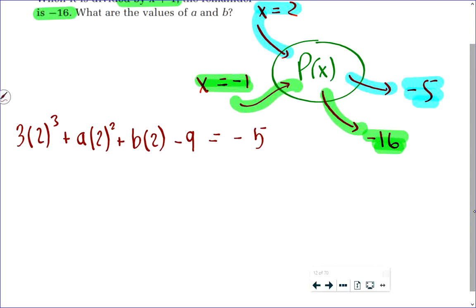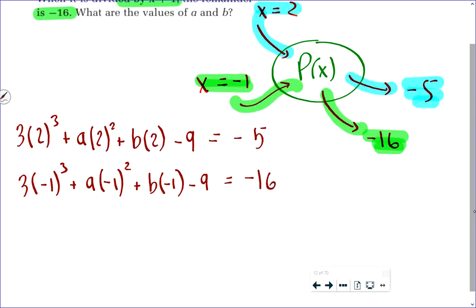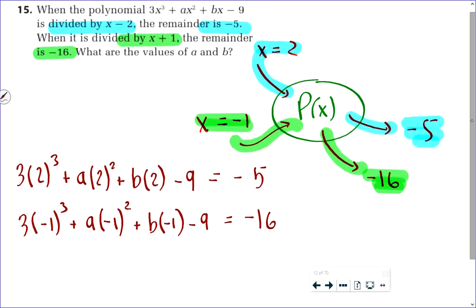The other equation is going to be what happens when I put negative 1 in for x, and I get negative 16. It's worthwhile to double check everything here and make sure I've got the right function. I put in 2 and get negative 5. I put in negative 1 and I get negative 16.